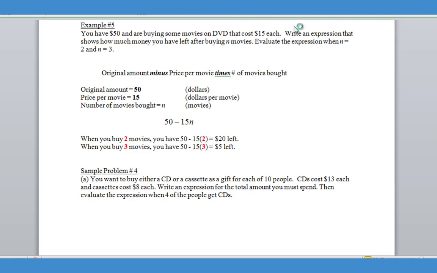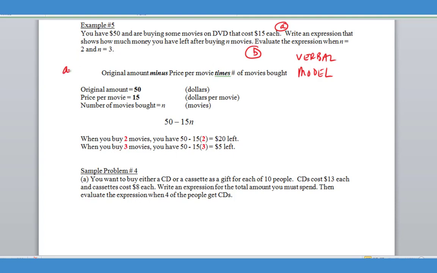Now, we really have two parts to this. We have, if you will, the A part, and then you have the B part. So the A part is going to simply ask you to write the expression. The B part is going to ask you to evaluate the expression after you've written it. So we can start very simply right here. What we have here is a verbal model, and we can write in words what we're actually going to do mathematically. And so we say we're going to take the original amount minus the price per movie times the number of movies that we've bought.